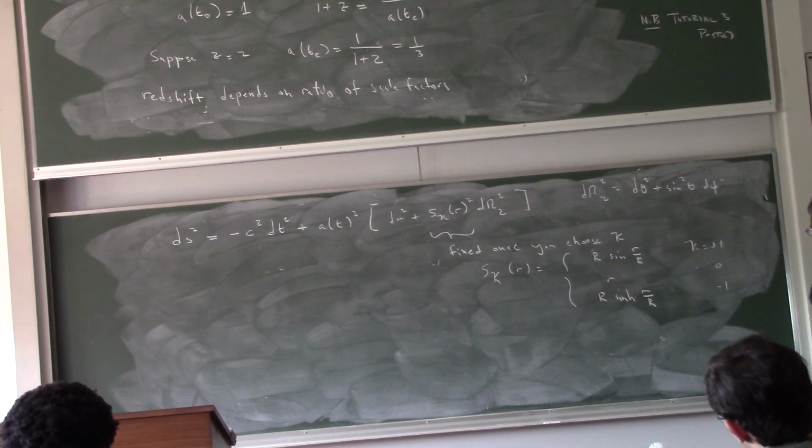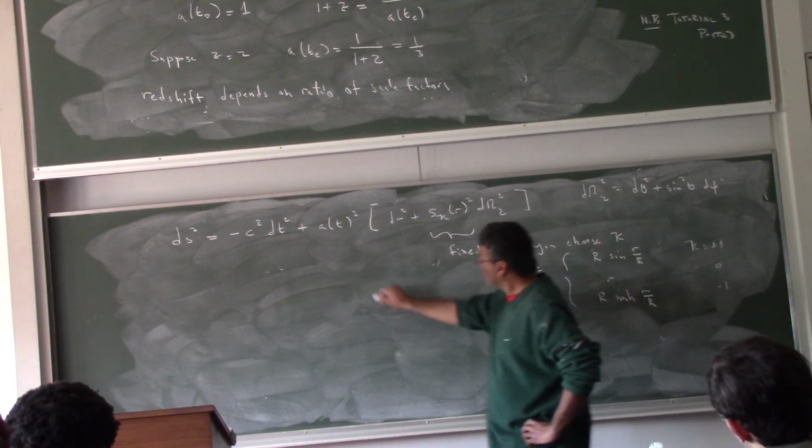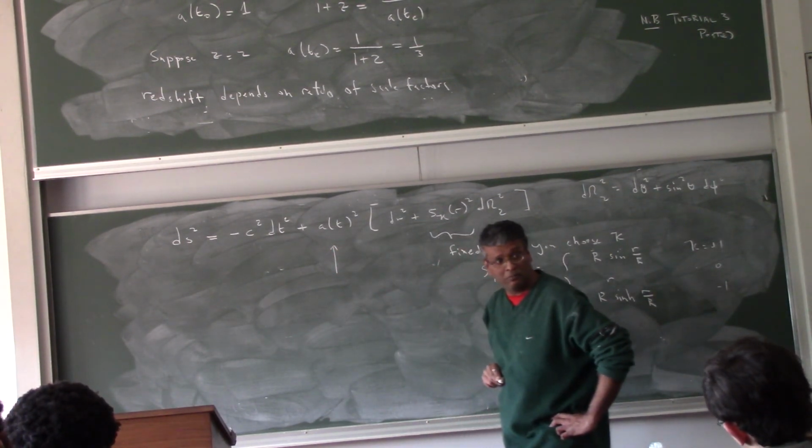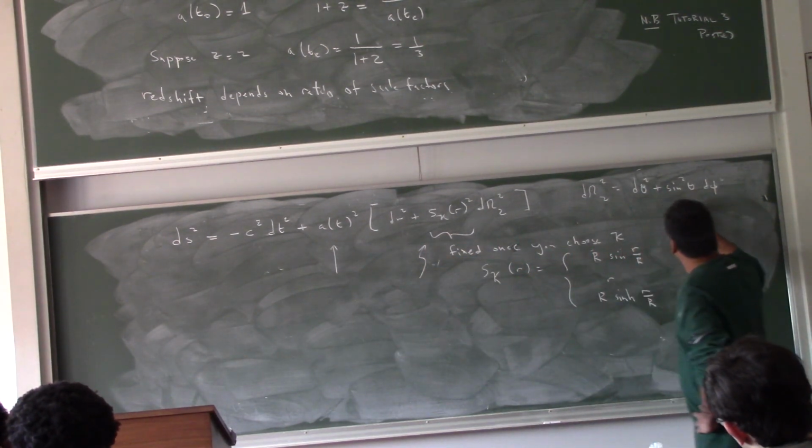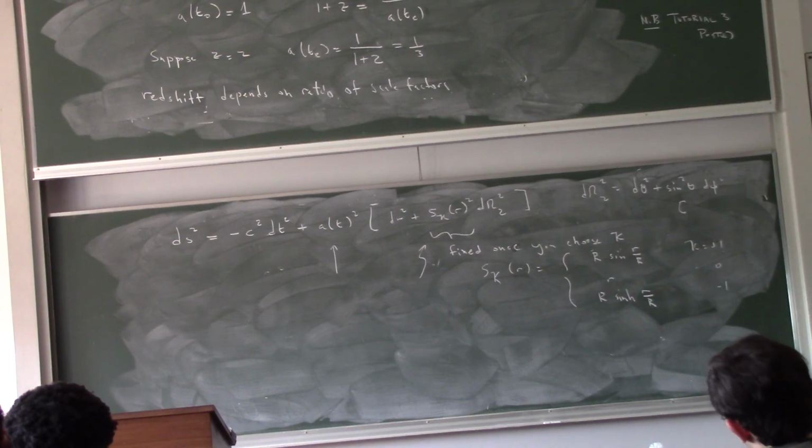So if you look at the metric, it's a function of time. There's an a of t there. It's a function of r, and there's a function of theta that appears in the metric. There's no function of phi that appears in the metric.